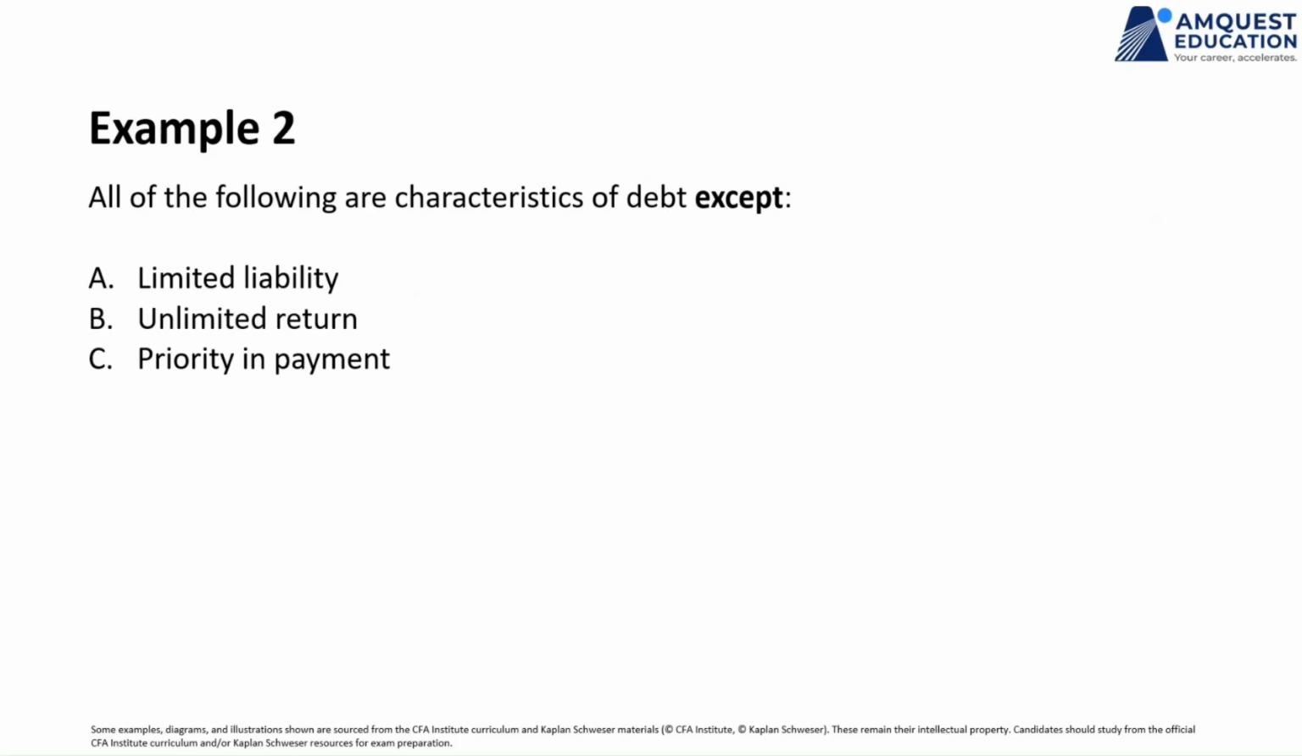All of the following are characteristics of debt except: limited liability, priority in payment, unlimited return, right? They don't get unlimited return. We've talked about it. Unlimited return is a feature of equity, not of debt. But yes, they have limited liability, which means they only lose what they've invested, and they get a priority in payment.